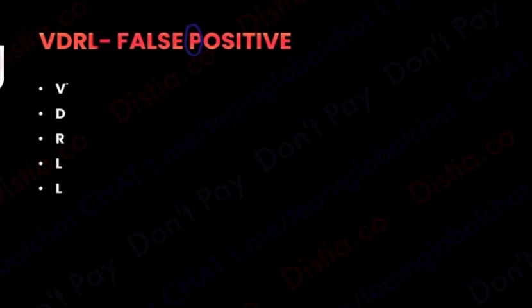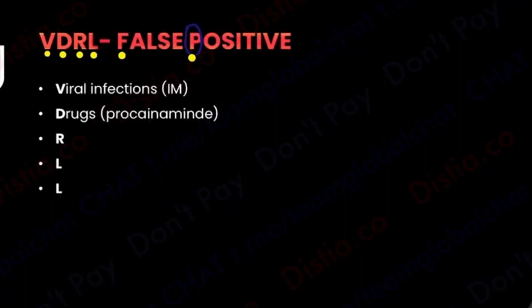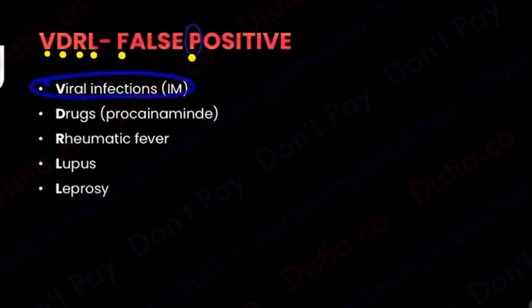I've given you a very simple mnemonic. If someone asks, when is VDRL going to be false positive, the mnemonic is VDRL false positive. So listen to this. V is for viral infections like infectious mononucleosis. D is going to be for drugs like procainamide. R is going to be for rheumatic fever. VDRLL: lupus and leprosy. So please remember, viral infections also have antibodies. Drugs like procainamide can also cause it.